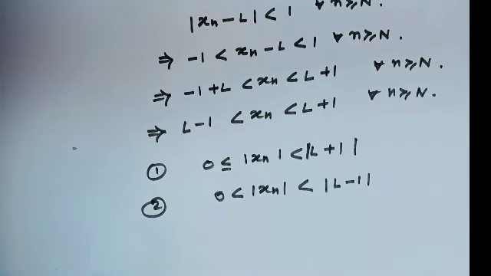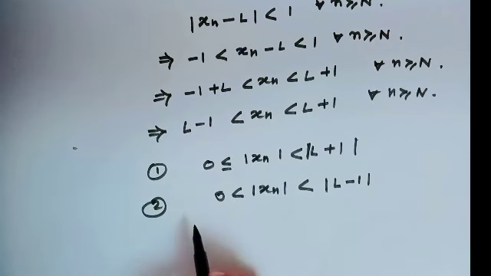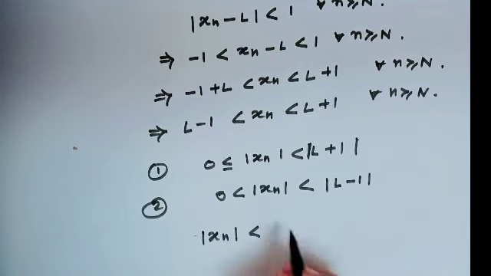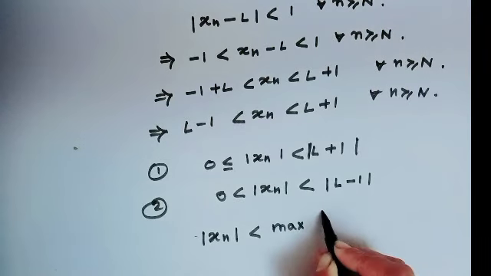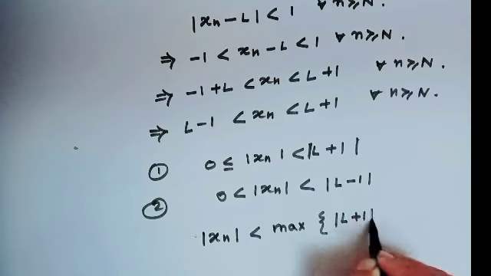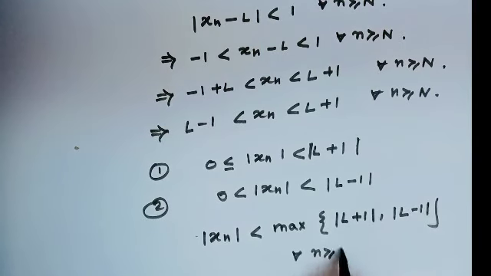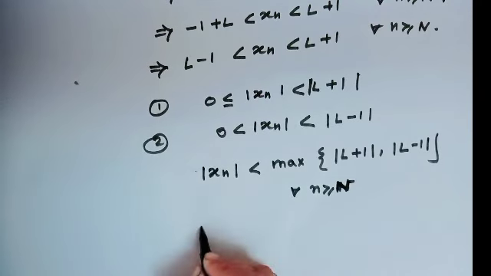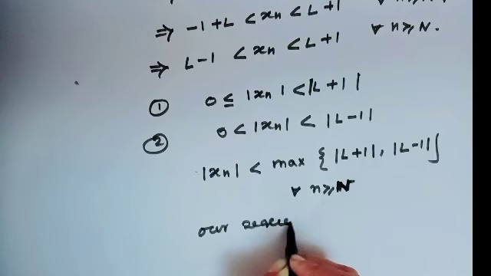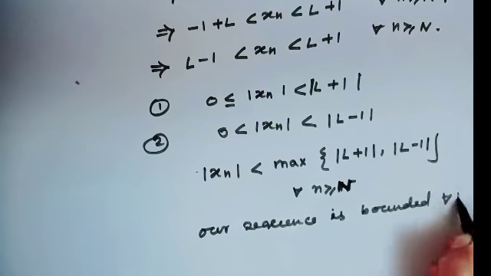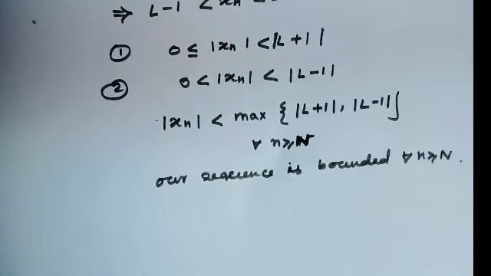Okay, well, and from 1 and 2 we can write modulus of xn less than maximum of absolute value L plus 1 and absolute value L minus 1, for every n greater than or equal to capital N. Okay, that means our sequence is bounded for all n greater than or equal to N.